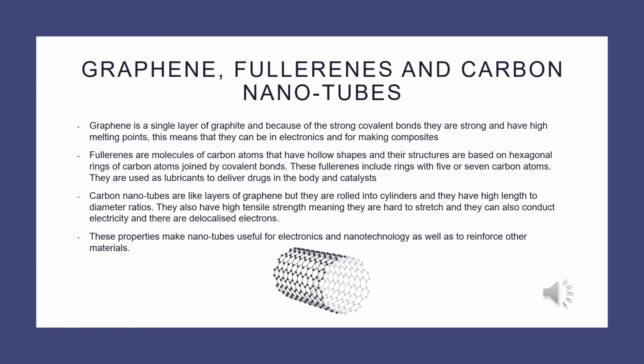Carbon nanotubes are like layers of graphene, but they are rolled into cylinders and they have a high length to diameter ratio. They also have high tensile strength, meaning they are hard to stretch, and they can also conduct electricity as there are delocalized electrons. These properties make nanotubes useful for electronics and nanotechnology, as well as to reinforce other materials.